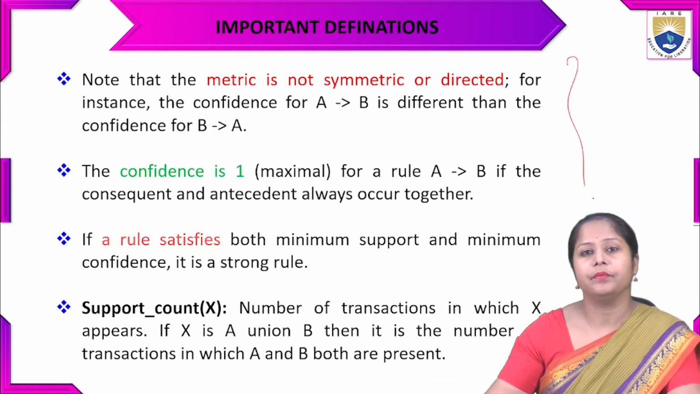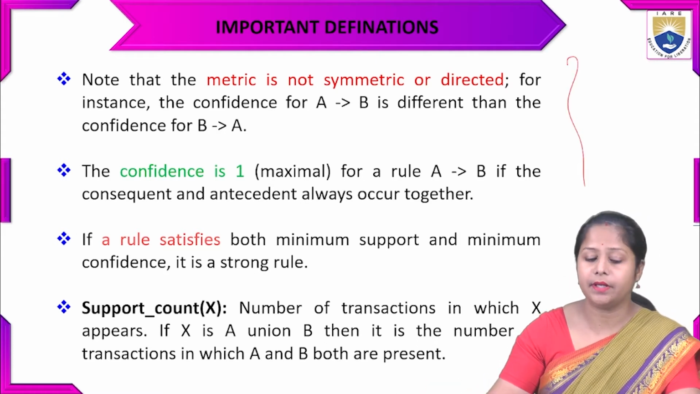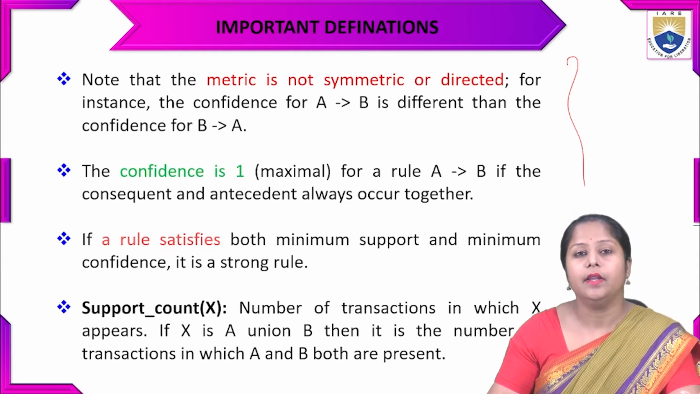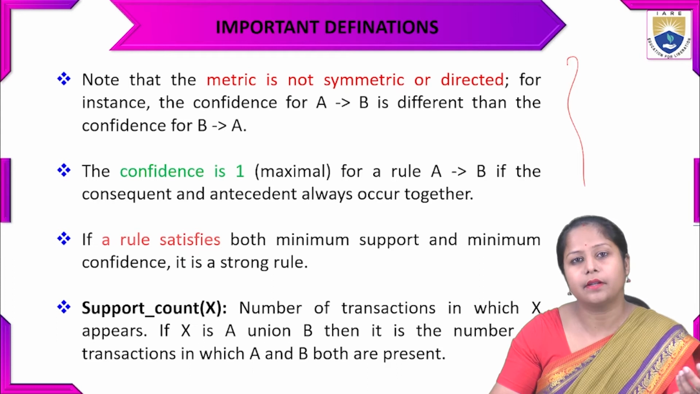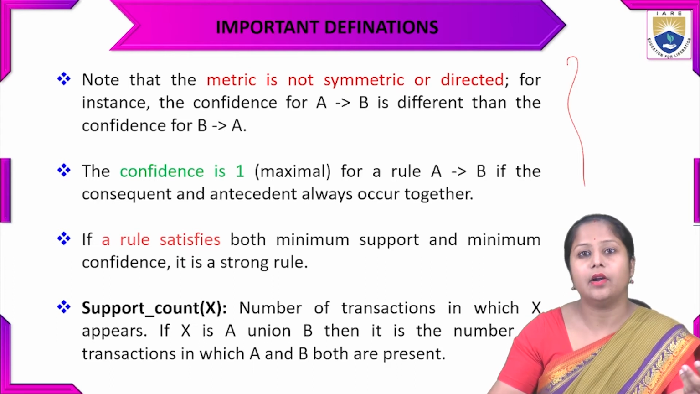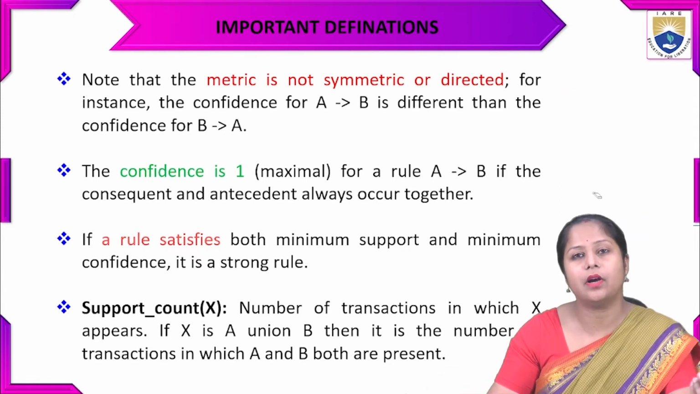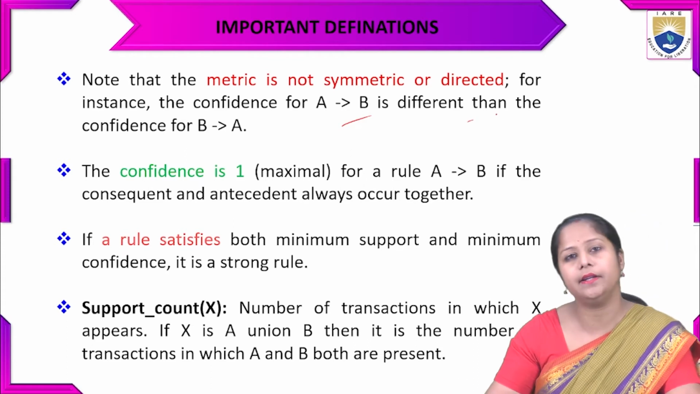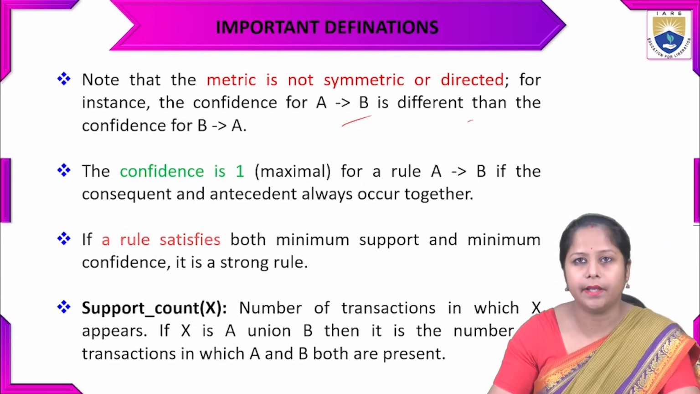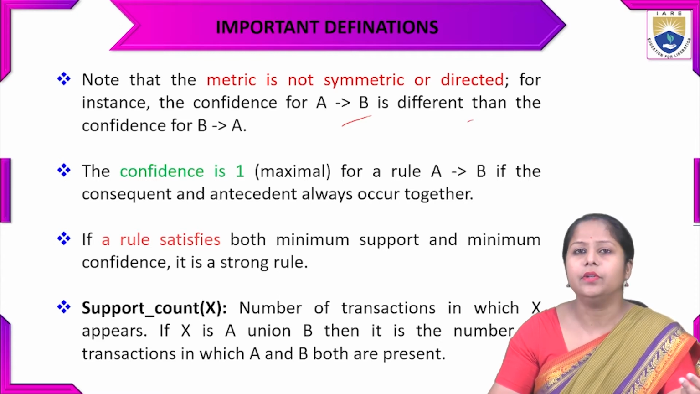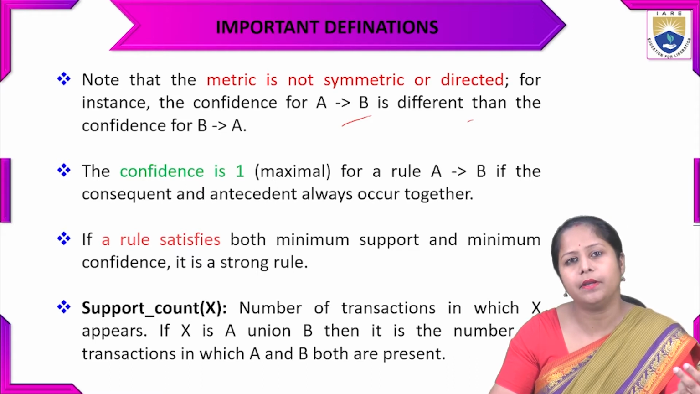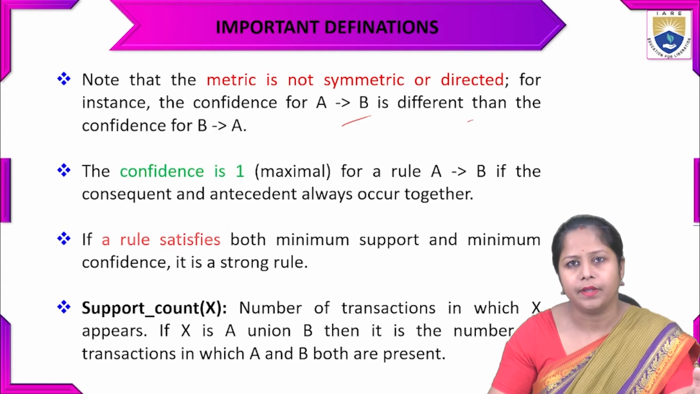So here we have to check if the metric is not symmetric. That confidence metric is not symmetric, it is directed. For example, the confidence of A implies B is different from the confidence of B implies A. So the confidence is not symmetric, it is directed, so the confidence of A implies B will be different from B implies A in that condition.